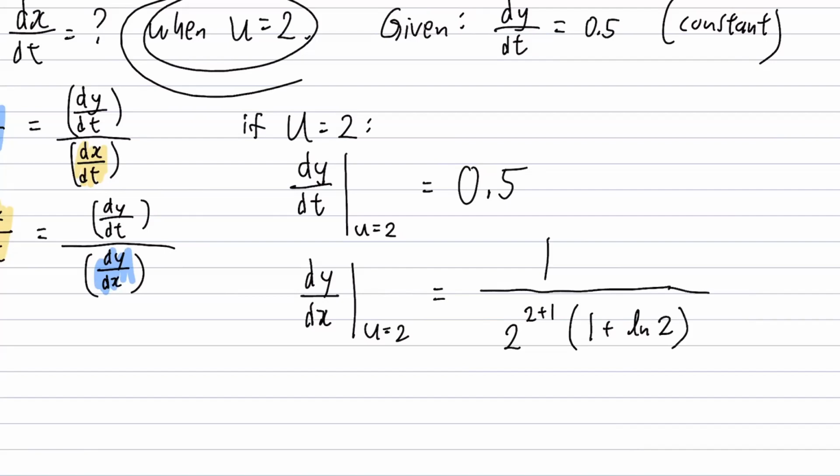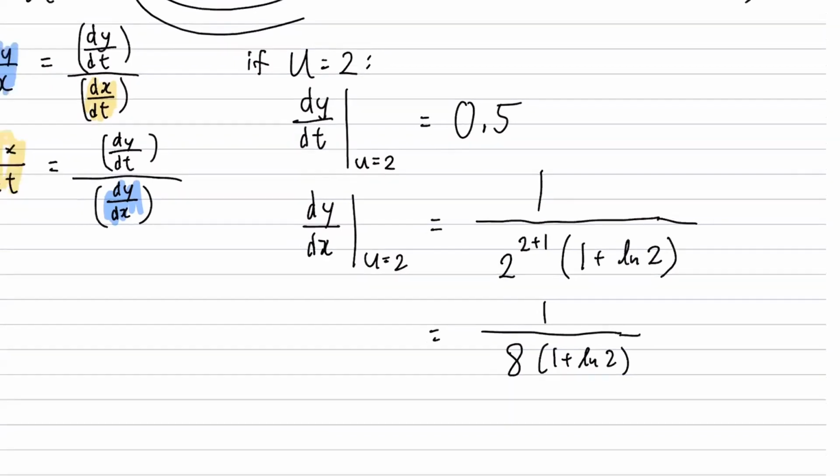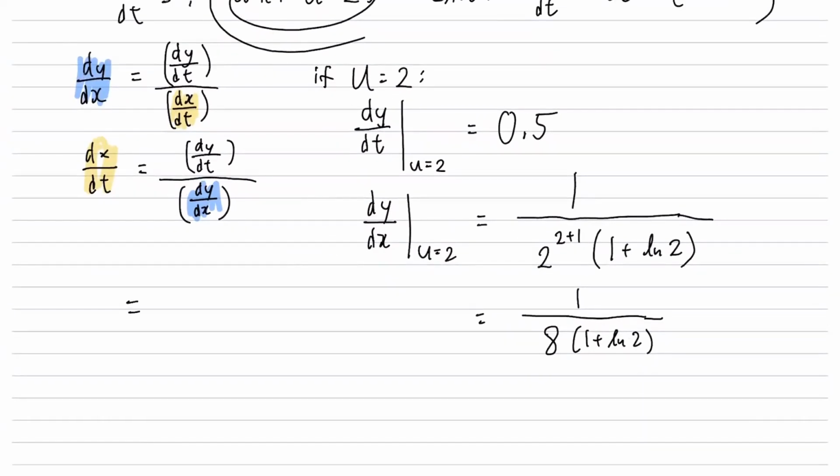Okay, type in the calculator. Oh, sorry, you cannot use calculator for this question. 2 plus 1 is 3, 2 power 3 is 8. 8 times 1 plus ln 2. I'll keep it factored. It's fine. Then now I can sub in. So dy by dt is 0.5, dy by dx is 1 over 8 times 1 plus ln 2.